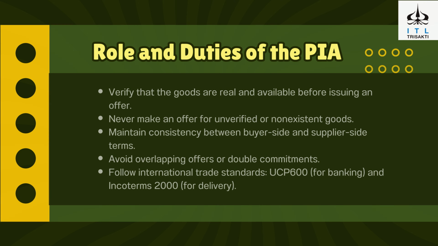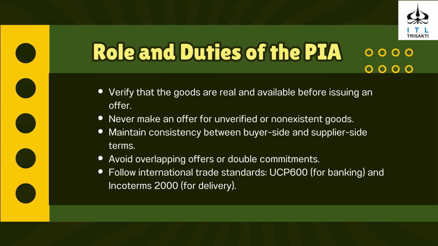The primary intermediary agent, the peer, has several important duties. The peer must verify that the goods are real before making an offer. They ensure all terms between buyer and supplier match and avoid double commitments. The peer also follows international trade standards like UCP 600 and Incoterms 2000 to keep transactions safe and professional.